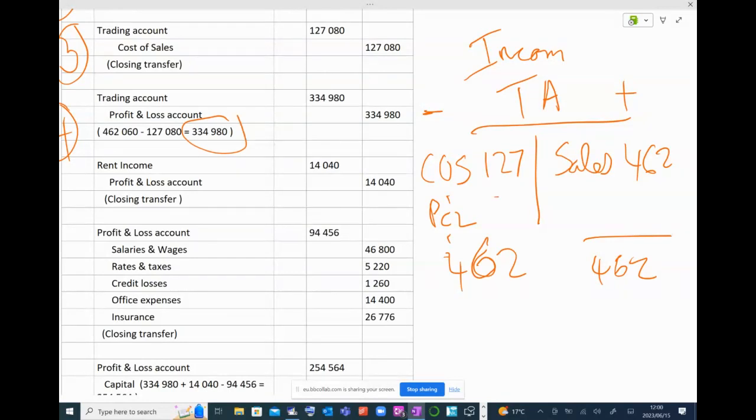Here you're going to have your 334. Is it making sense? So we are debiting the trading account. Can you see we debited? Which means that we are crediting your profit and loss, which is what we have done here. Is it making sense? Are you guys with me? You guys are quiet. Okay, no problem. Thanks so much for holding. Is it fine? Are we happy?